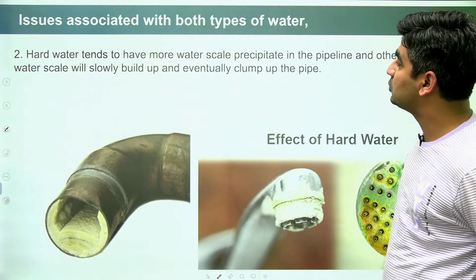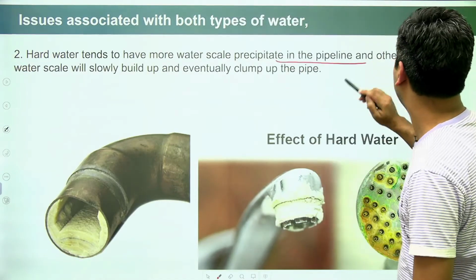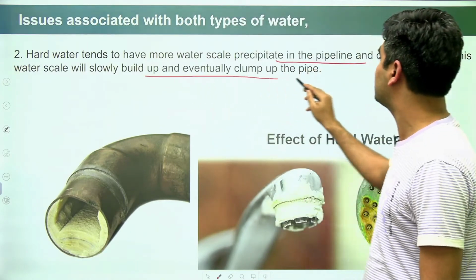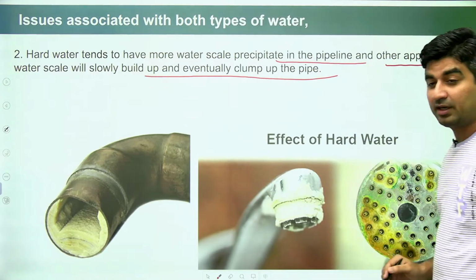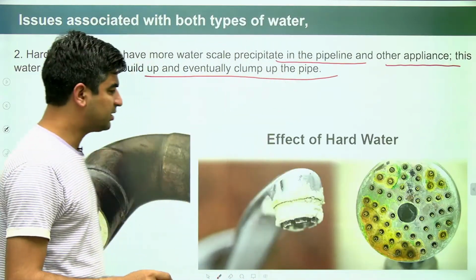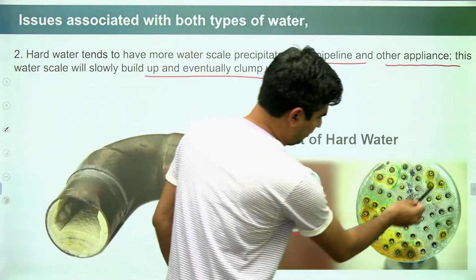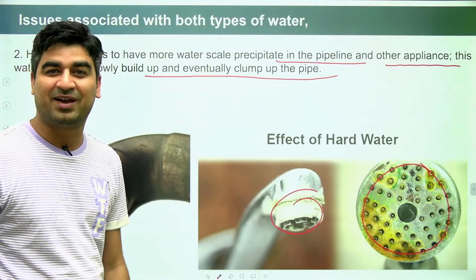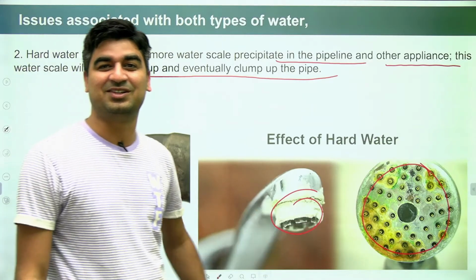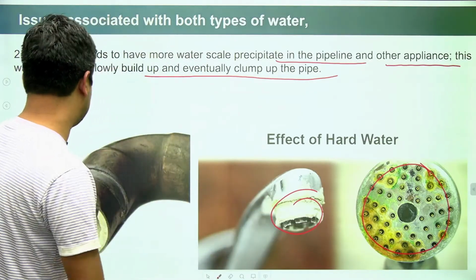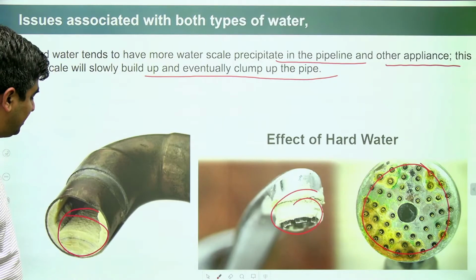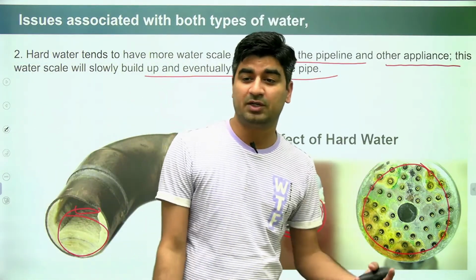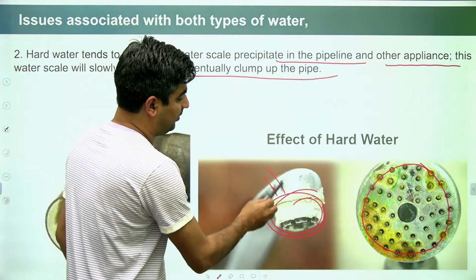So hard water tends to have more scale precipitate in the pipeline and other appliances. This water scale will slowly build up and eventually clog up the pipe. So look, how will you identify the water scale? You might have seen all these. And if you are from the south, if you have a sea facing house, then you must have seen all these things in your day-to-day life. So these are basically scales, right? So what will happen when these scales are stuck in the pipes or in these taps? Their efficiency will be reduced and finally they will become useless.